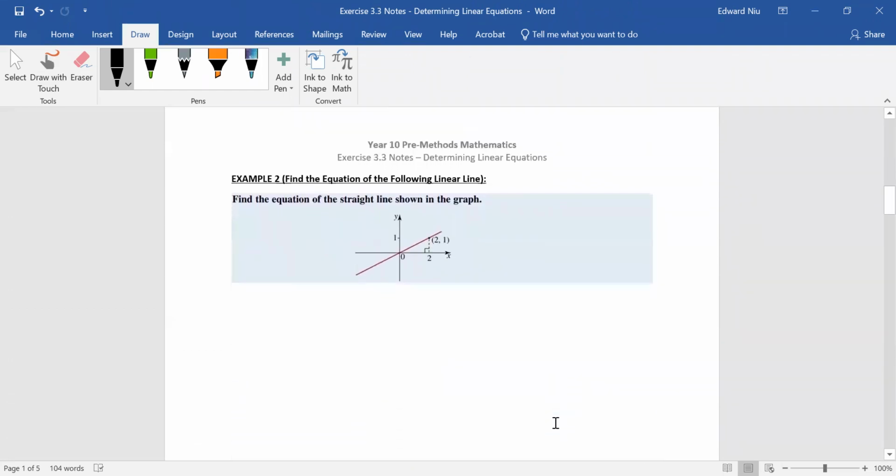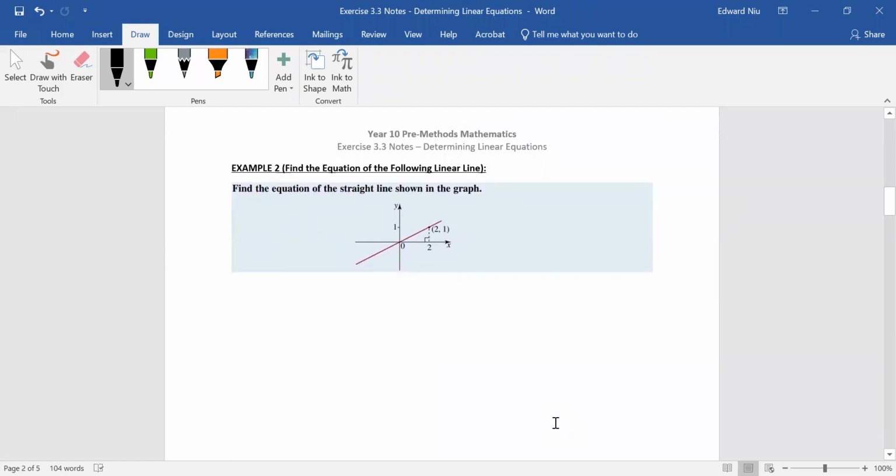In example 2, it once again says find the equation of the following straight line in the graph. What we notice straight away is our y-intercept is 0, so it's going through the origin. Therefore, we're not going to have a plus c, but we are going to have a gradient. There's actually a shortcut with these ones, but I'm just going to show you the full way, just so we're consistent. We can say the rise is 1 and the run is 2, but let's just do the proper way with the 2 points.